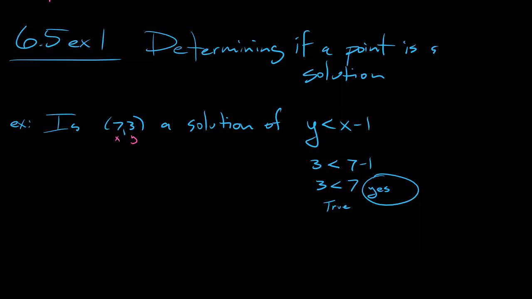If this were false, so if this said 7 is less than 3, well, then you just say that that's false, so then the answer would be no instead of yes. It's very quick to check if something is a solution. Most of you can probably do it in your head.